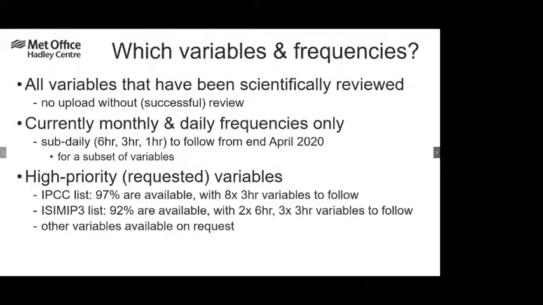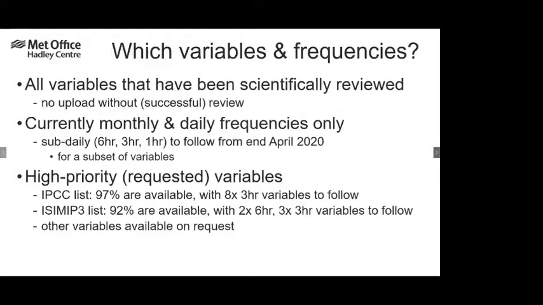At the moment, the only frequencies that we've got there are monthly and daily frequencies. That's, again, what most people appear to be concerned about, but we will be adding sub-daily variables, so 6-hourly, 3-hourly and 1-hourly variables. We'll be putting those up there starting at the end of this month. We won't be doing that for all variables, only for a subset, and that is dependent on what people have asked us for.